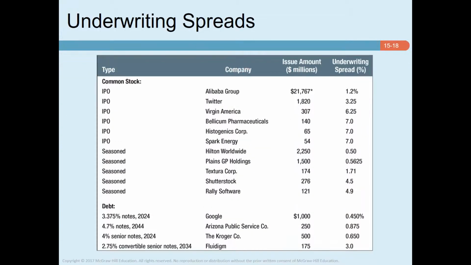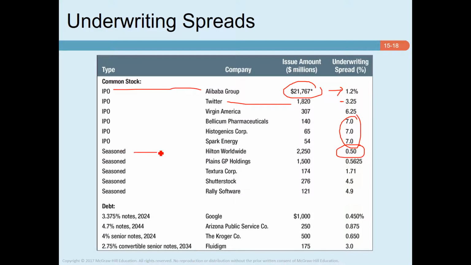Now, the typical underwriting spread for some big IPOs: you can see that so far the biggest IPO recorded was Alibaba Group, and the issue amount was 21,767 million, and in that case the underwriting fee was 1.2%. The next big one was Twitter, 1,820 million, and the underwriting fee was 3.25%. You can see that sometimes this underwriting fee can be as high as 7%, as for Biolicom Pharmaceuticals, Spark Energy, and so on. And sometimes it can be as low as 0.5%.